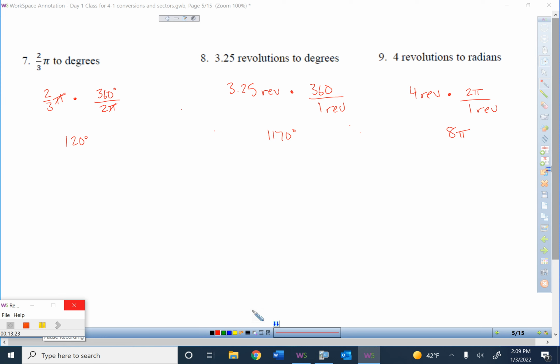Okay, so 360 is the same as 2 pi. 180 is the same as 1 pi, and we can use substitution. Okay, we'll practice that more next time. It's going to be very, very useful, but that's something I wanted to show you just as a preview.